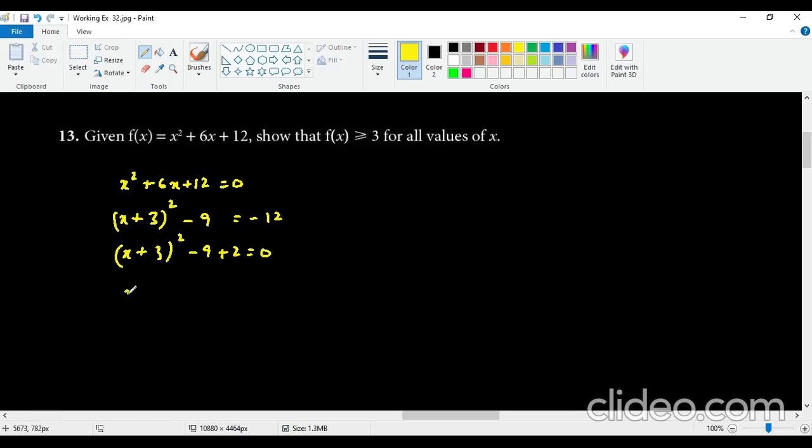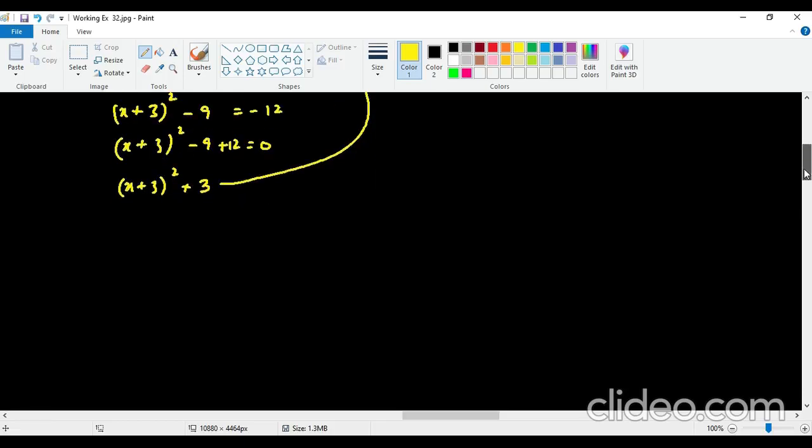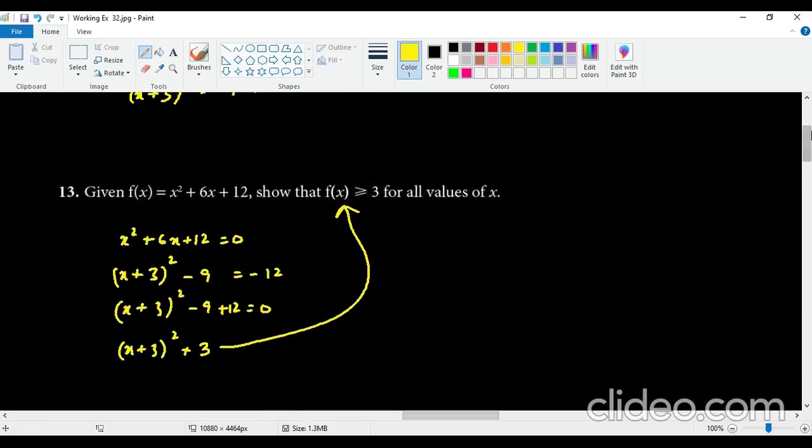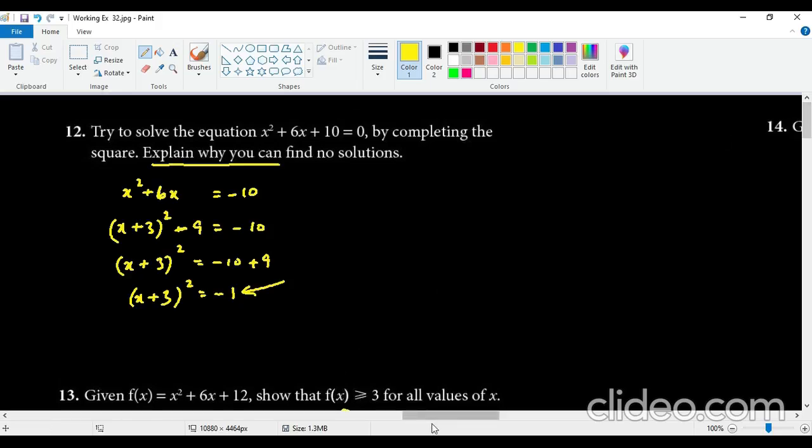And then x plus 3, you can see the value of x is going to be 3 plus 3. This is why this is proved. Moving on to question number 14, which is where it is. Yes, question number 14 is here.